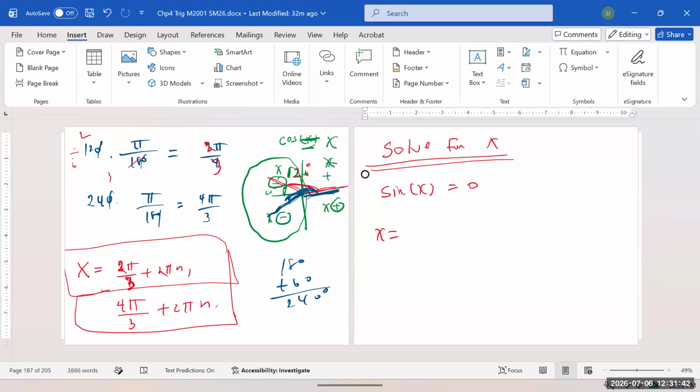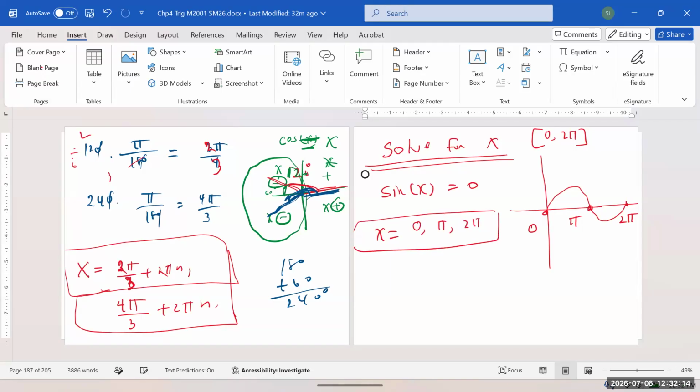That's why I like my graph. Let's draw the sine graph. How many zeros do we have? 1, 2, 3 zeros. So exactly, sine is y. From 0 to 2 pi. 0, this is pi, this is 2 pi. So the answer is 0, pi, 2 pi.